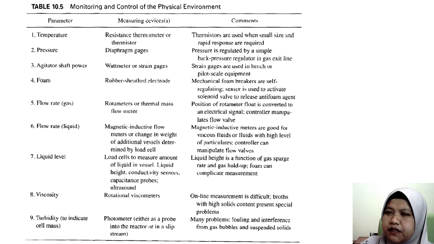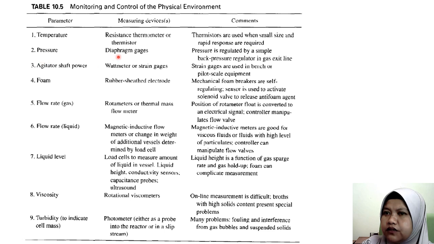And this is the summary of several parameters that need to be controlled and maintained during the process. So we have the parameters of temperature, pressure, agitator shaft power, the foam, flow rate of gas and liquid, liquid level, viscosity and turbidity. So the measuring device normally for temperature, we use the resistance thermometer or thermistor. So thermistors are used when small size and rapid response are required.